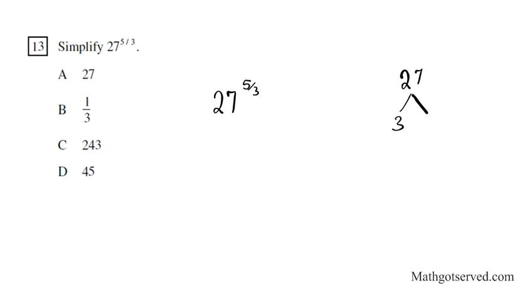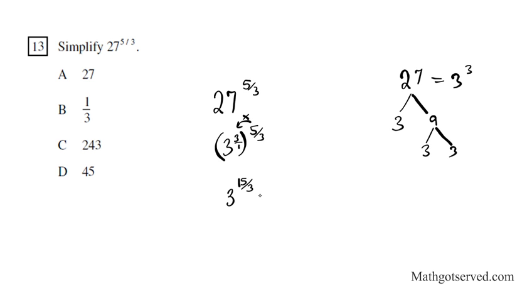3 goes into 27 9 times. 3 goes into 9 3 times. So 27 is basically 3 to the third. So we're going to have 3 to the third raised to the 5/3 power. Let's express this power as a fraction too. Whenever you have a power of a power, you just simply multiply the powers. So you're going to have 3 to the 15 over 3.